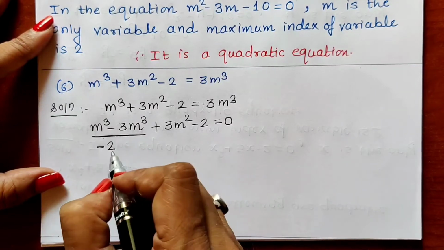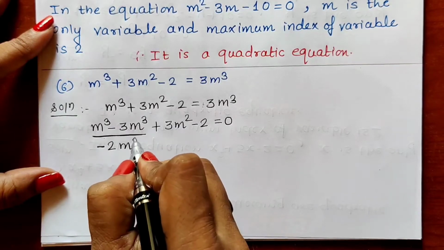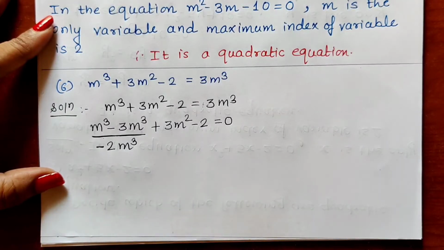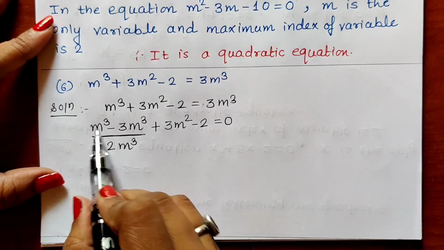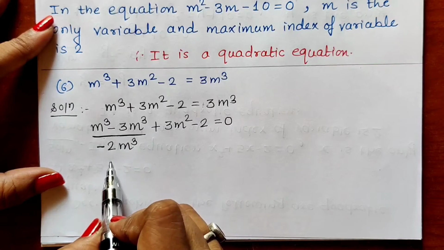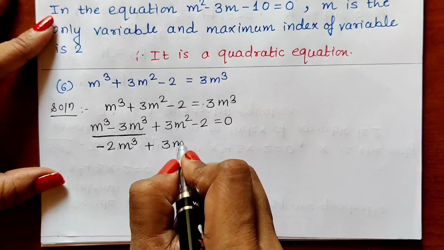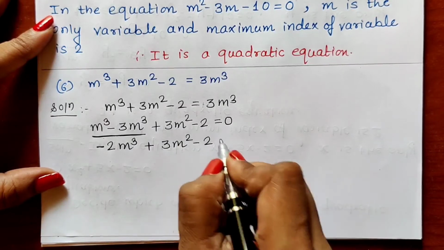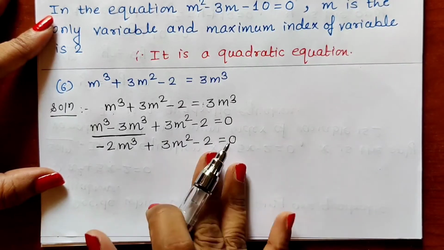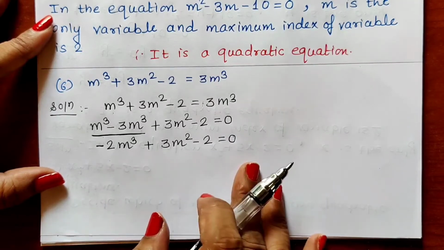So 3 minus 1 is 2 and m cube is common variable, so we write it one time. So 1m cube minus 3m cube will be minus 2m cube. Remaining two terms we write as it is, 3m square minus 2 is equal to 0. Now all the terms are on the left hand side, only 0 on the right hand side.